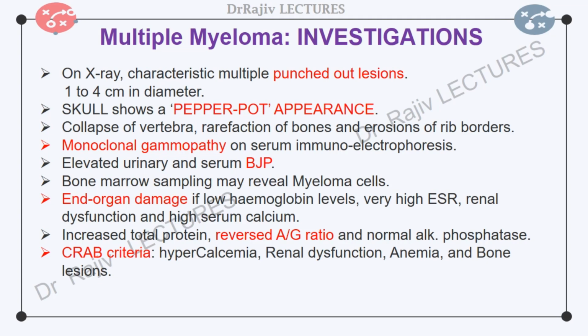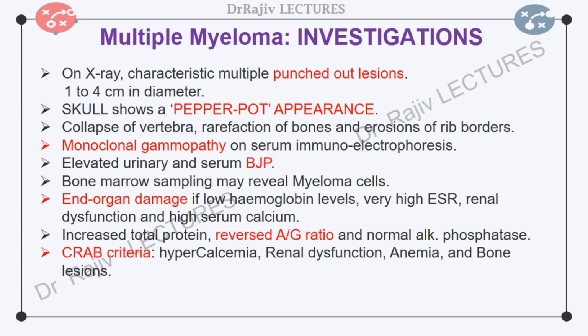Diagnosis can be made by finding monoclonal gammopathy on serum immunoelectrophoresis or elevated urinary and serum Bence-Jones proteins, that is, elevated serum BJP. Most myelomas are associated with more than 3 gram per deciliter of serum immunoglobulin and or more than 6 mg per deciliter of urine Bence-Jones protein.